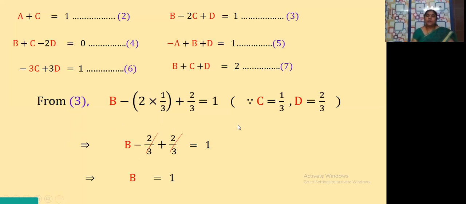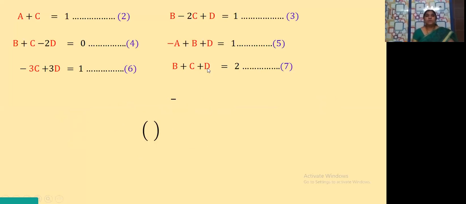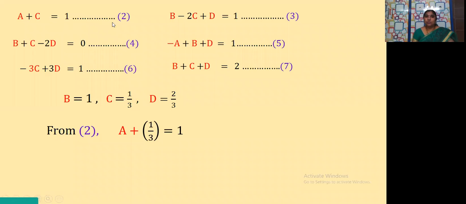Yes. Next, what is left? Only one constant, that is A. A is left to find out. Yes. So what is that, children? These are the equations what we have. Now B is equal to 1. C is equal to 1 by 3. D is equal to 2 by 3. So these are the values what we have. Now from equation number 2. What is equation number 2? A plus C is equal to 1. So in place of C, I am replacing 1 by 3, is equal to 1. So then what is A?